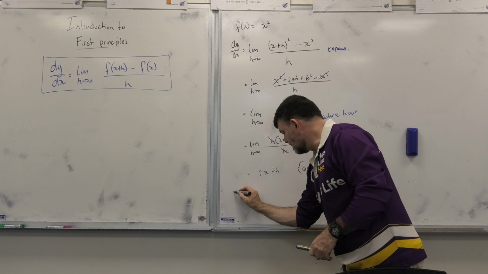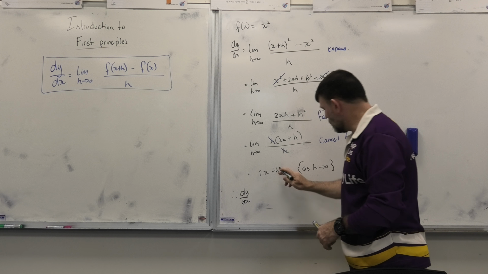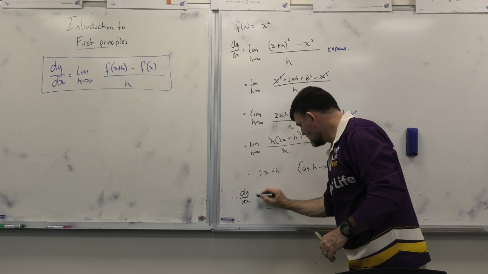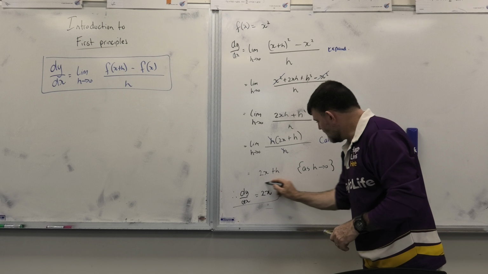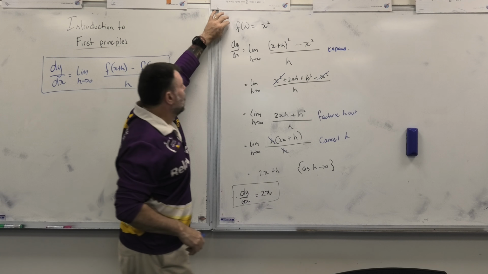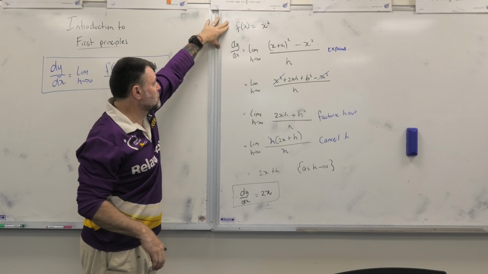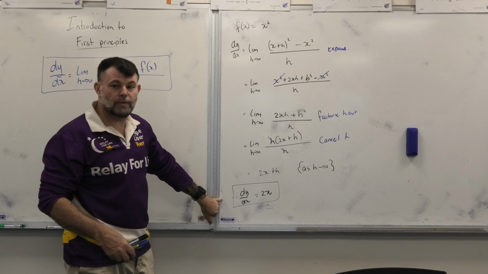So in this case here, dy/dx, replacing h with 0 so it no longer exists, is 2x. And this here is the derivative or the gradient function of our original function up here. So x squared, the gradient of that is 2x.